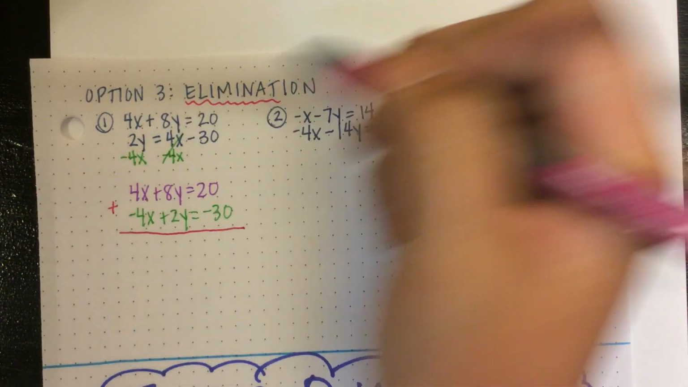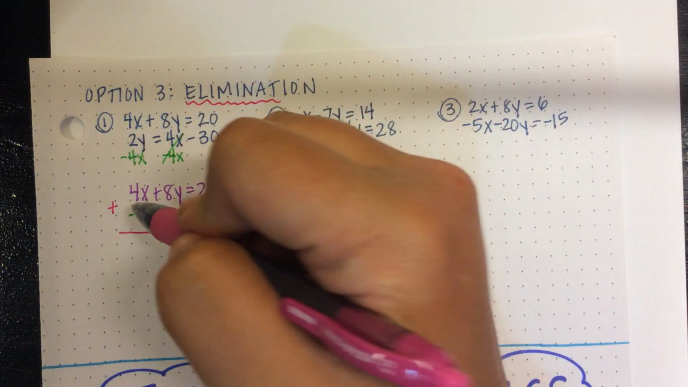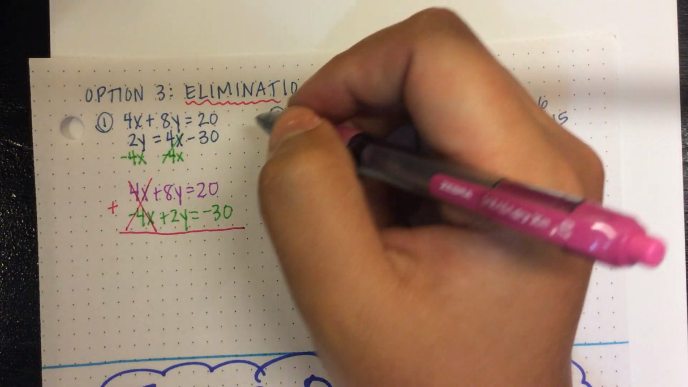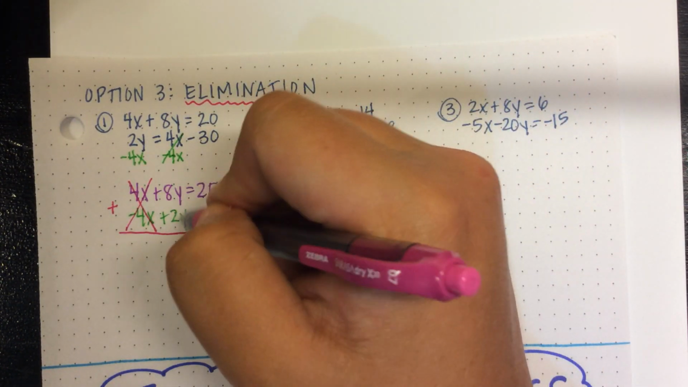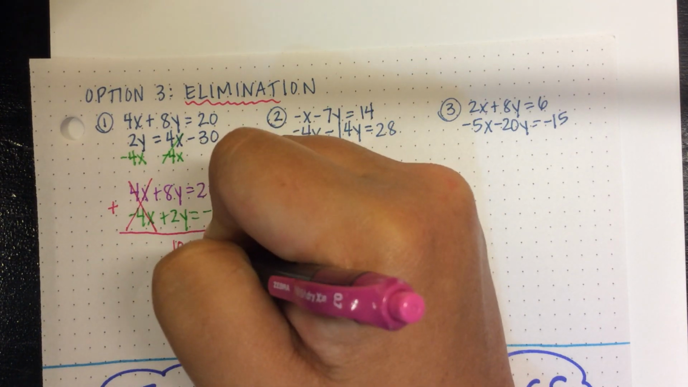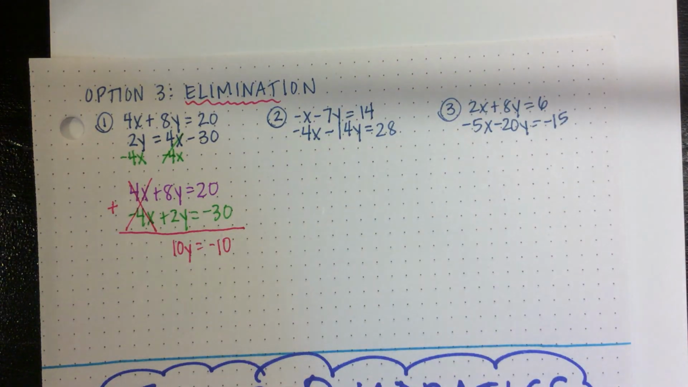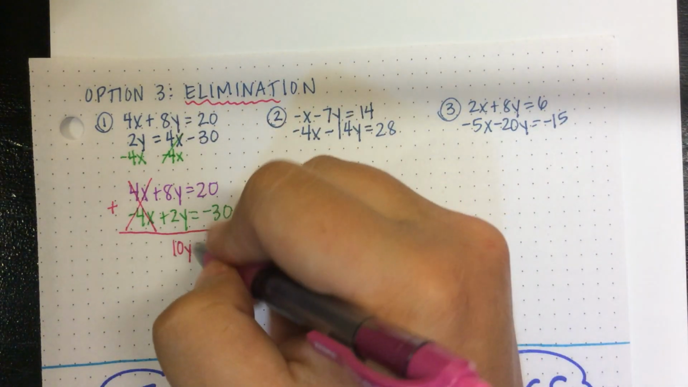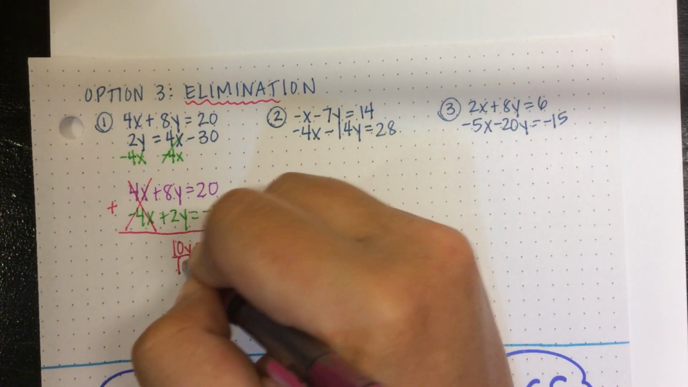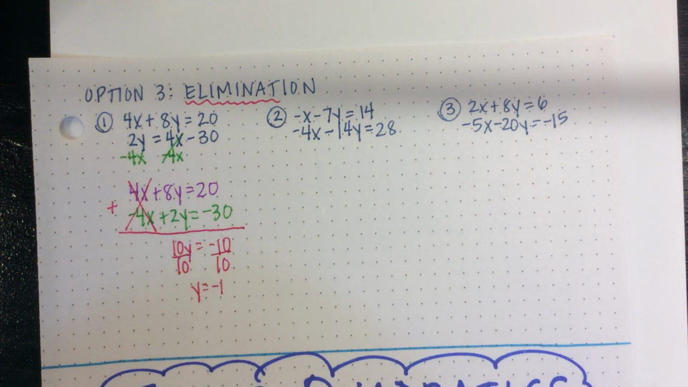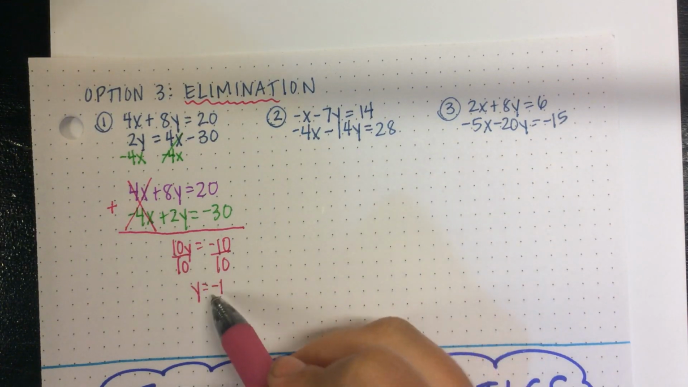So we're going to add our equations together. Well, 4x and negative 4x cancel. All right, that becomes 0. Then 8y plus 2y gives me 10y, and then 20 plus negative 30 gives me a negative 10. All right, then I just solve for y. So I can divide by 10, so y equals negative 1. All right, well, there's my y value.